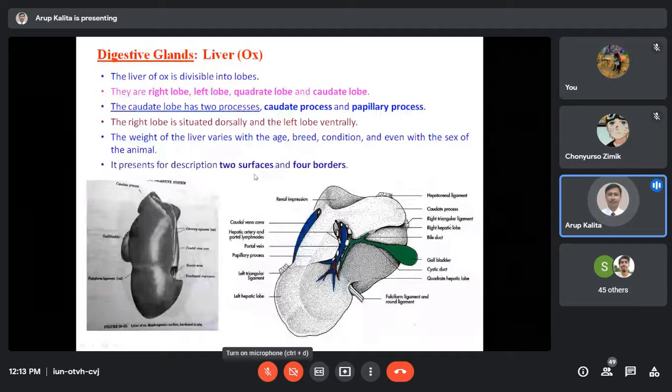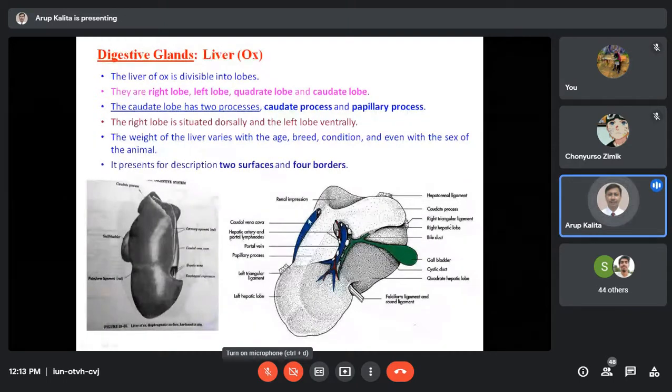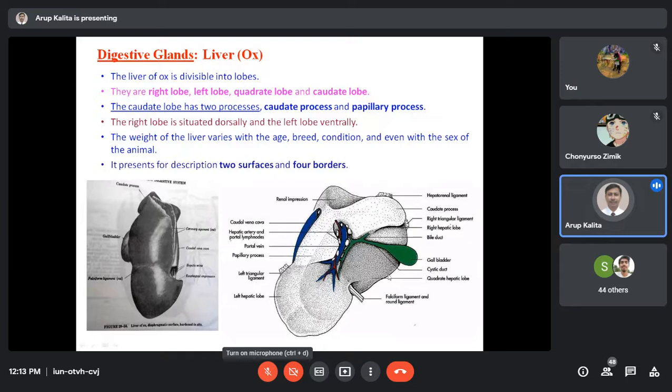It has 2 surfaces, you see. What are those surfaces? This is the lateral surface and this is the medial surface. Lateral and medial. 4 borders. This is the dorsal border. This is the ventral border. So here you see, this is the ventral border, this is the dorsal border. So this is the medial border. You cannot say this is dorsal, medial or lateral border because of the position.